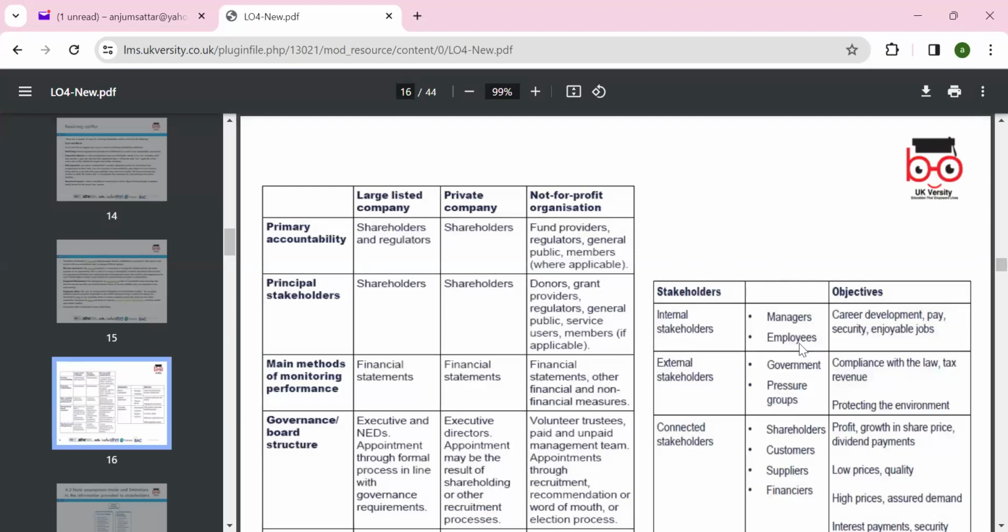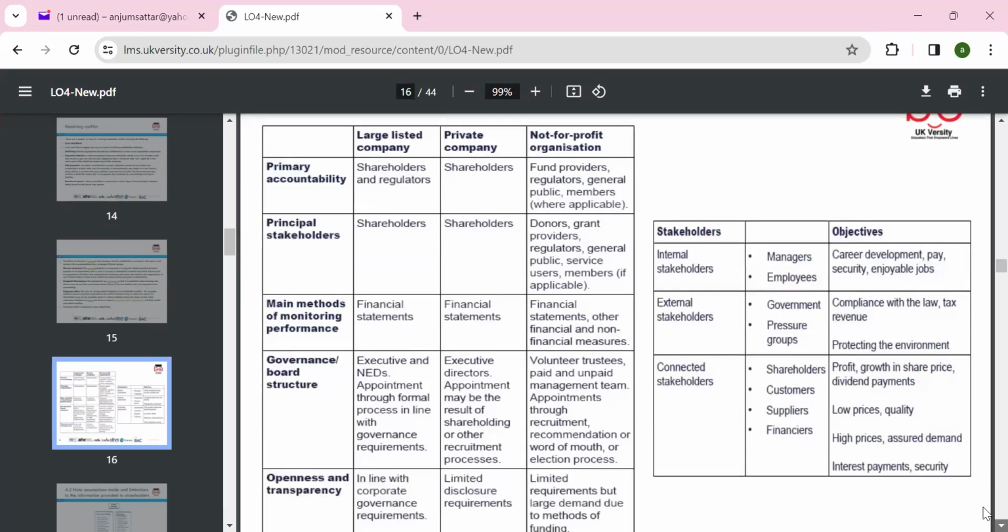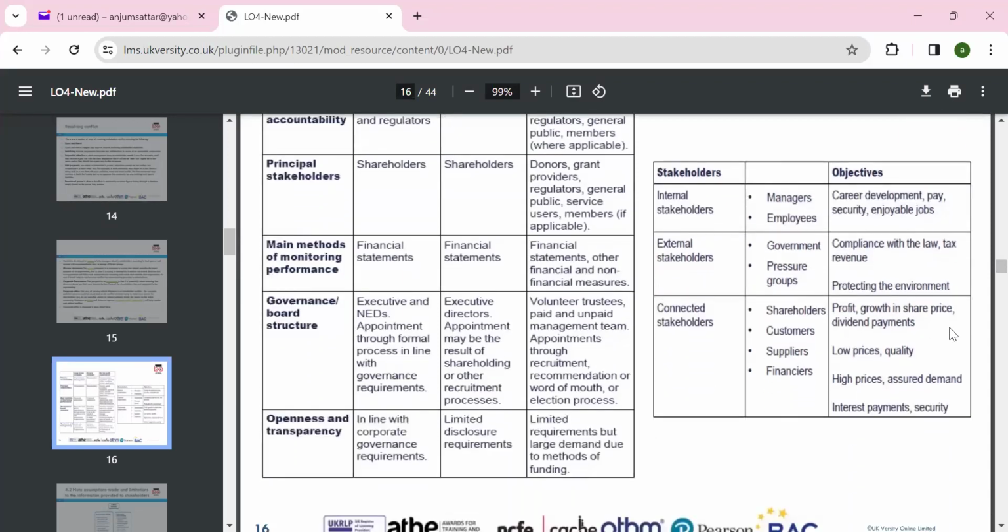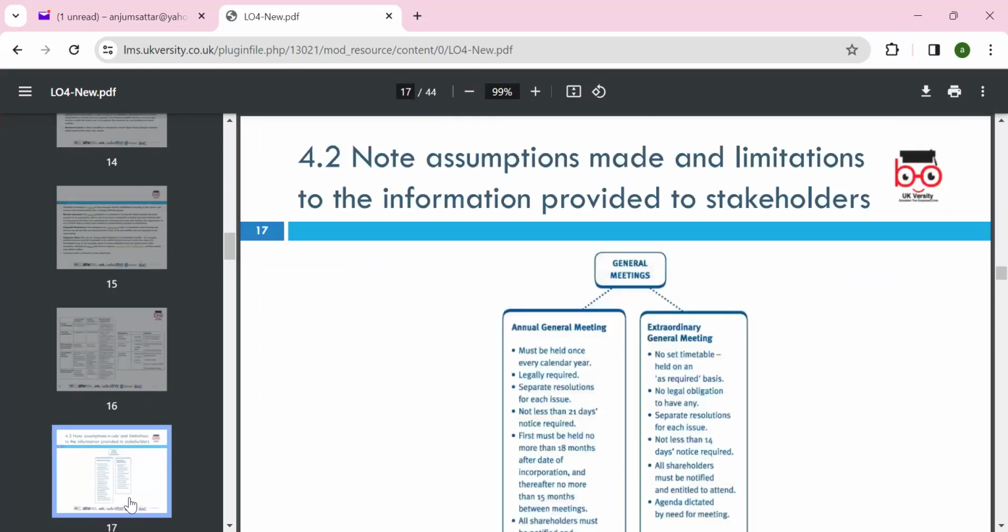Internal stakeholders, and those that are external, which are outside but connected. Yes, those are connected with the company. So these are low prices, quality, high price, assured demand and interest payment. So these are all different stakeholders with different expectations.